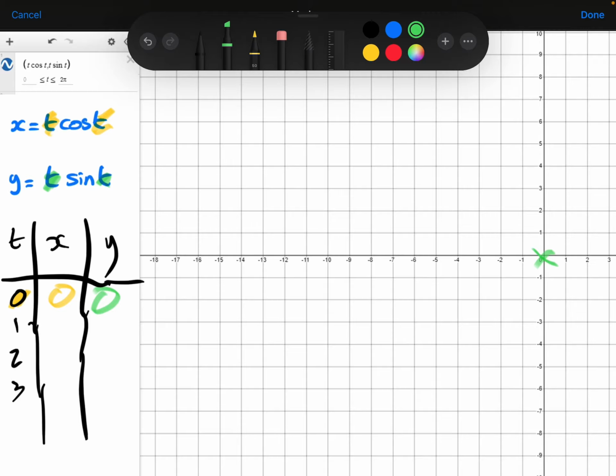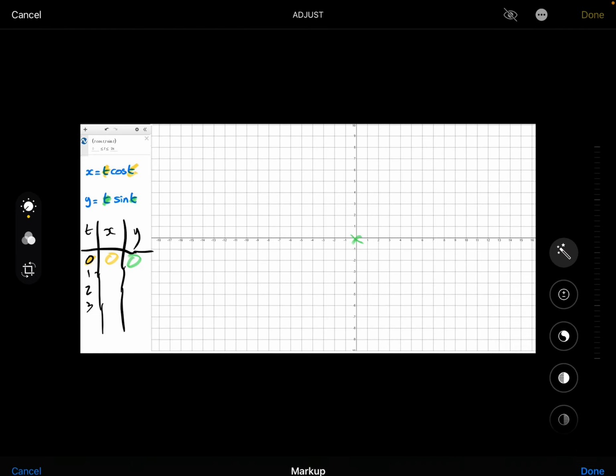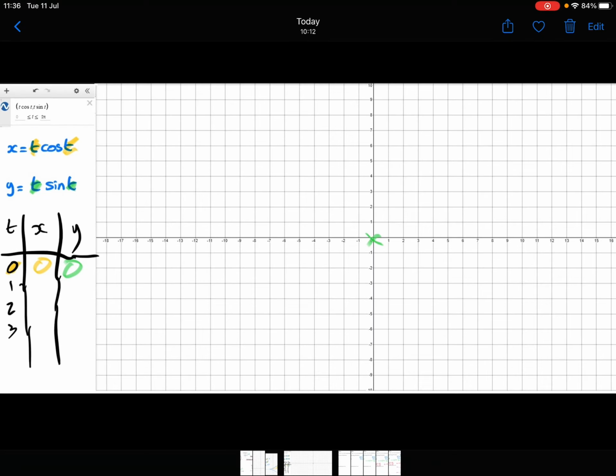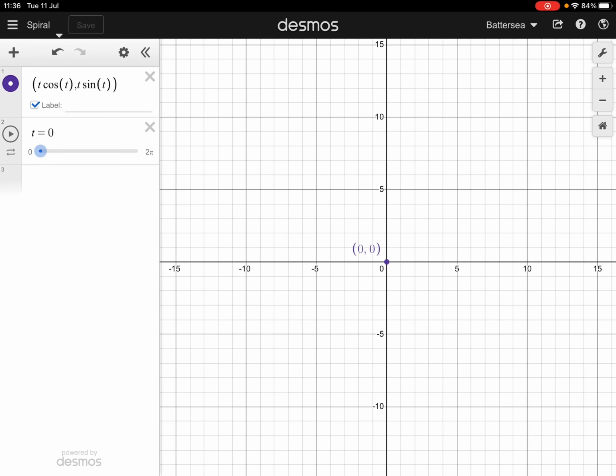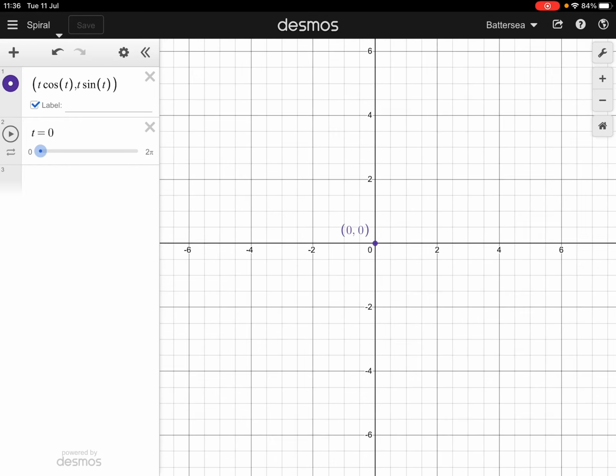Just to make this a bit quicker though, I'm actually going to show you this on the Desmos app. So you can see in the top left there, next to the purple dot, we've got the x being defined as t cos t and the y being defined as t sine t. Currently, I've said that t is 0, and you can see that that has given me the point 0, 0 on our graph here.